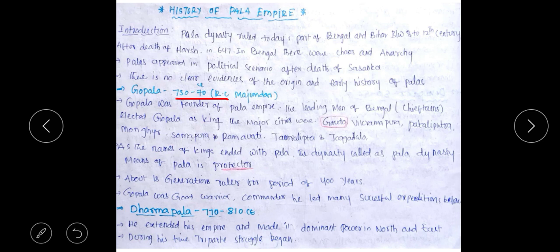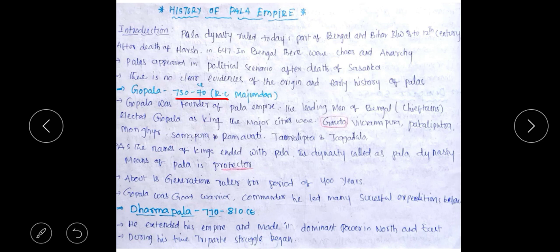Okay. As I said, Gopala is the founder of the Pala Empire. So we see how he came to power. As I said, there were many small principalities during the 7th and 8th century. They were ruled by small rulers, also known as chieftains. Bengal was in a state where whichever chieftain had a little military power used to attack the other chieftains. So this was the condition.